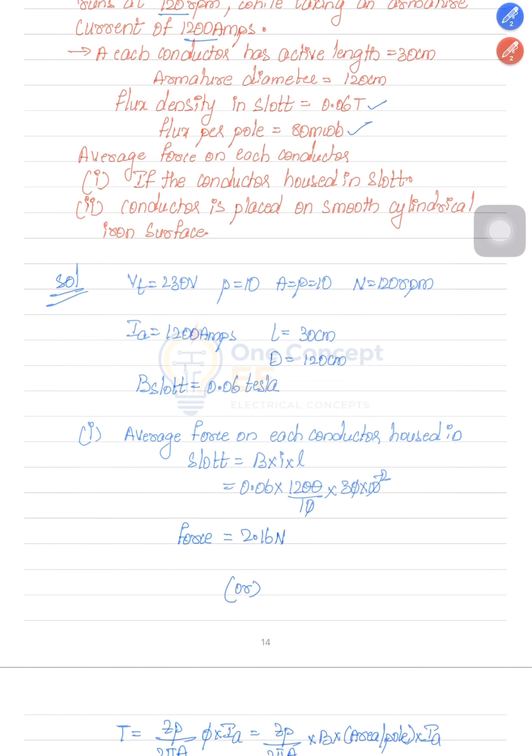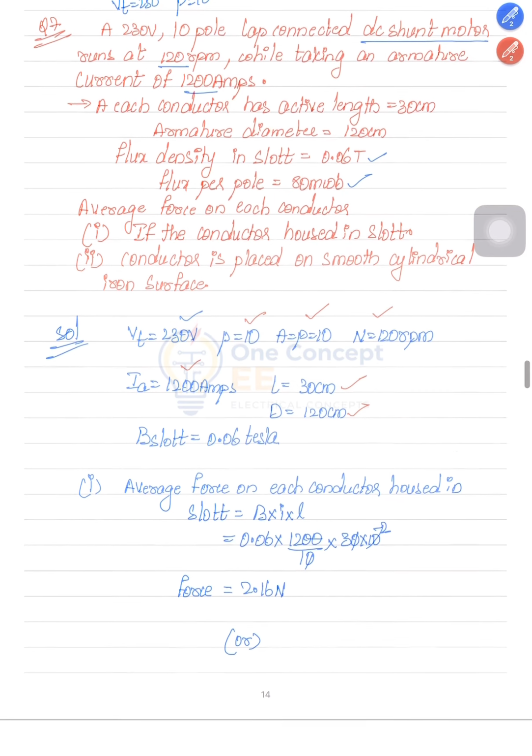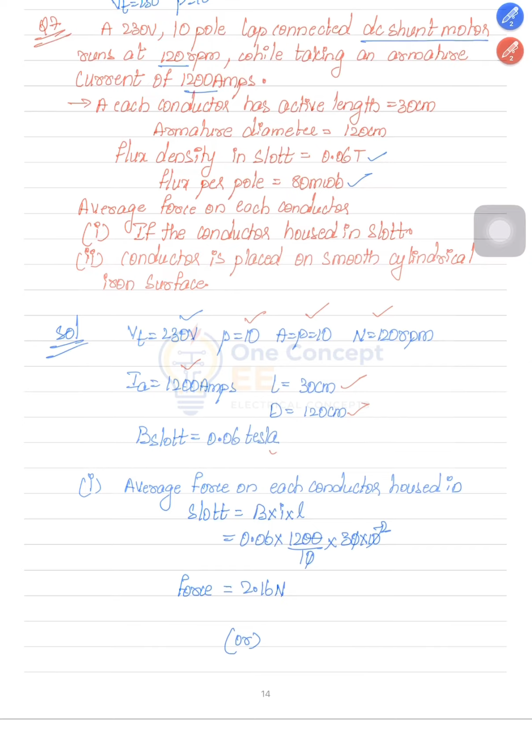Let's write down the parameters given. Terminal voltage of 230 and the number of poles is 10. It is a lap winding. In lap winding, the number of parallel paths equals the number of poles. Speed of 120 rpm, armature current of 1200 amps, length of the conductor is 30 centimeter and diameter of 120 centimeter, and the flux density in the slot is 0.06 Tesla.